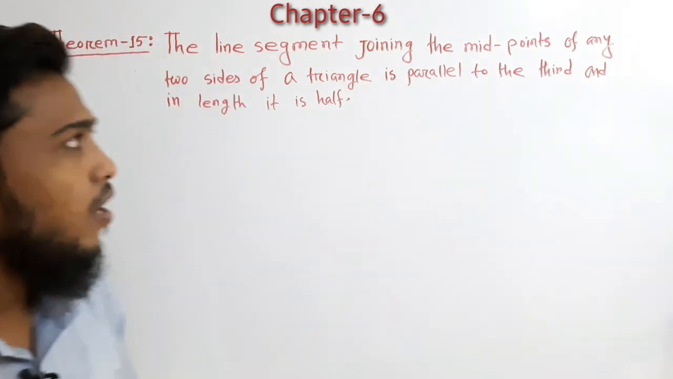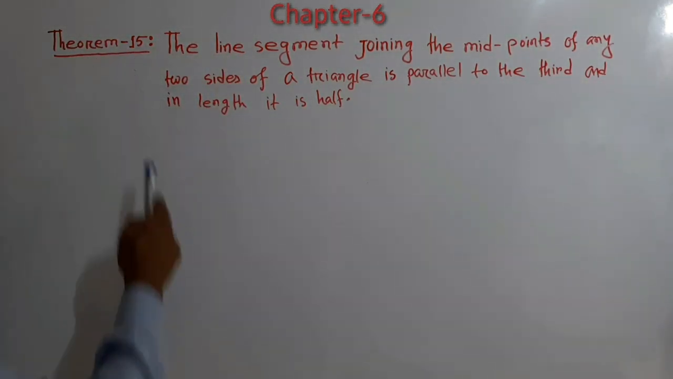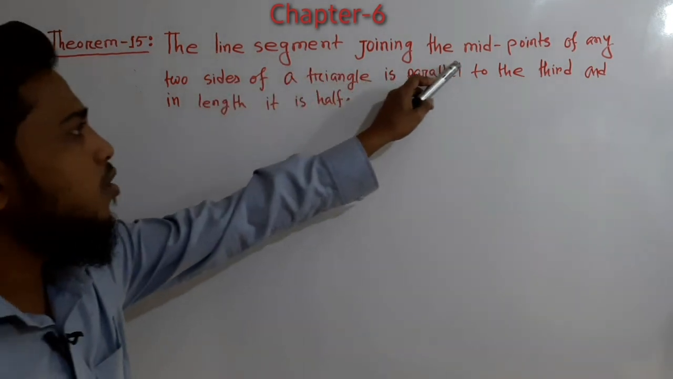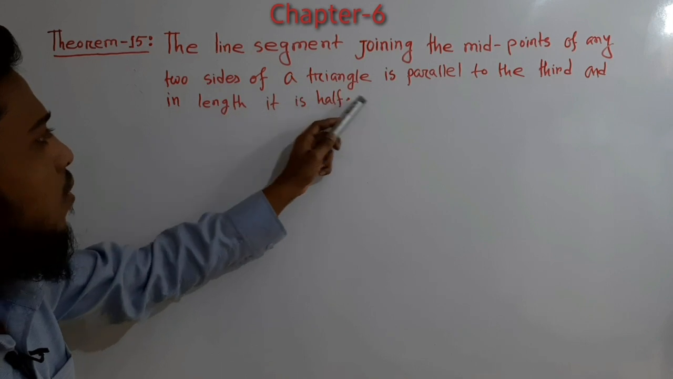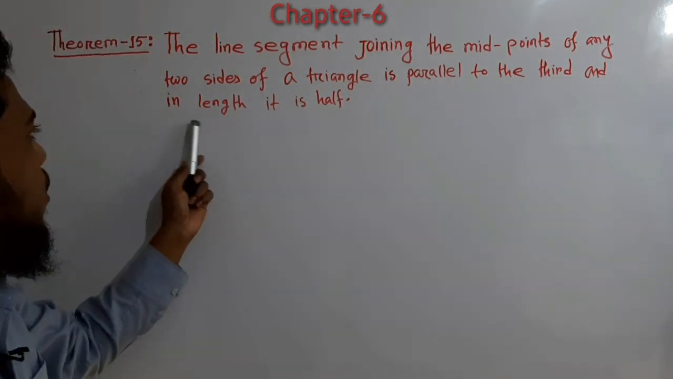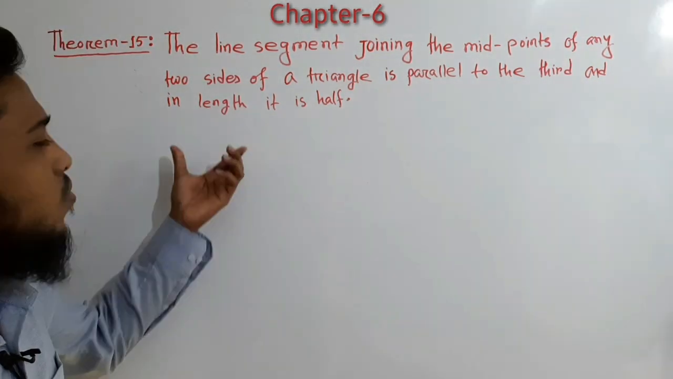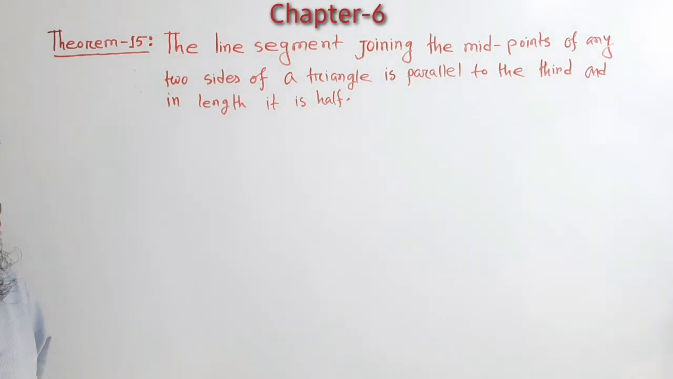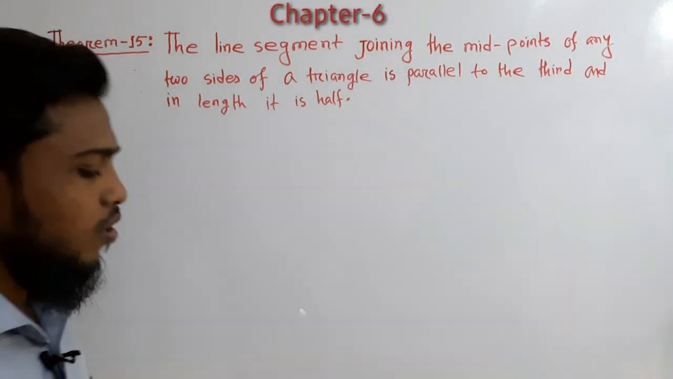Dear student, our first theorem, look at this board. Theorem number 15. The line segment joining the midpoints of any two sides of a triangle is parallel to the third and in length it is half. If you prove this theorem, first of all you have to draw a figure according to our statement. Look at this board.